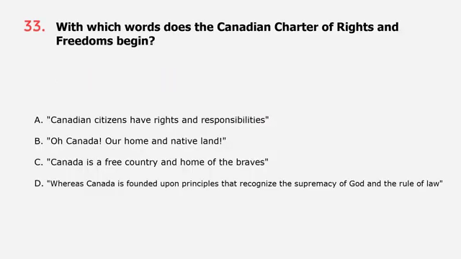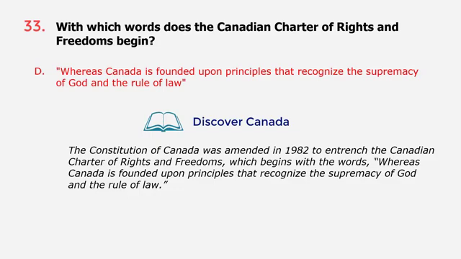Question 33. With which words does the Canadian Charter of Rights and Freedoms begin? A. Canadian citizens have rights and responsibilities. B. O Canada, our home and native land. C. Canada is a free country and home of the brave. D. Whereas Canada is founded upon principles that recognize the supremacy of God and the rule of law. The answer is D. Whereas Canada is founded upon principles that recognize the supremacy of God and the rule of law.